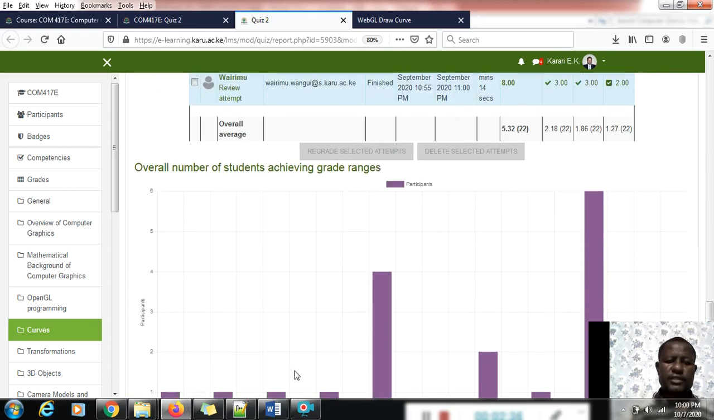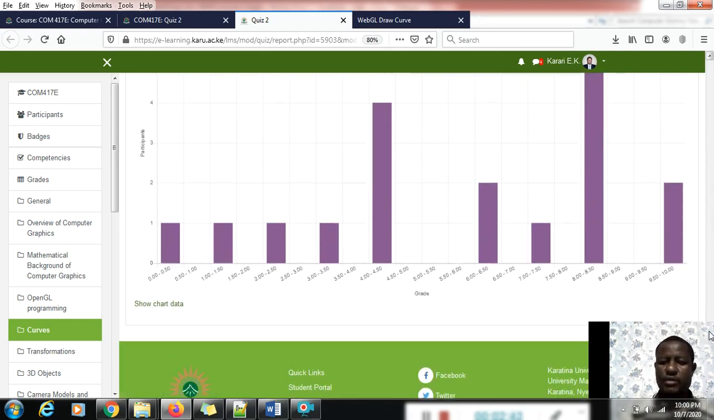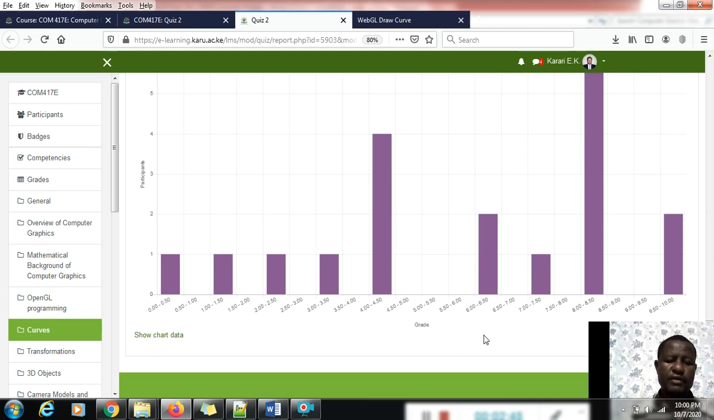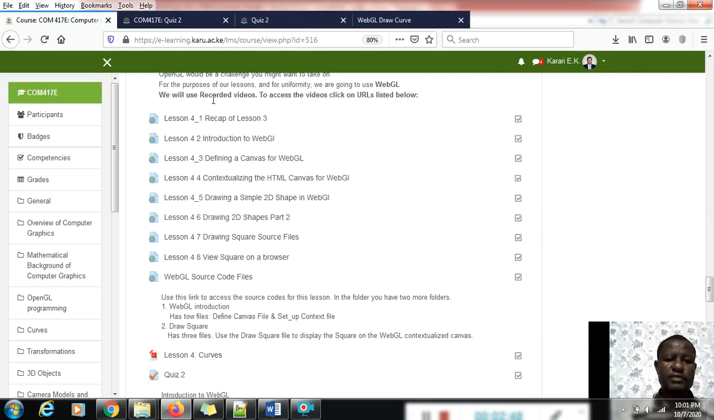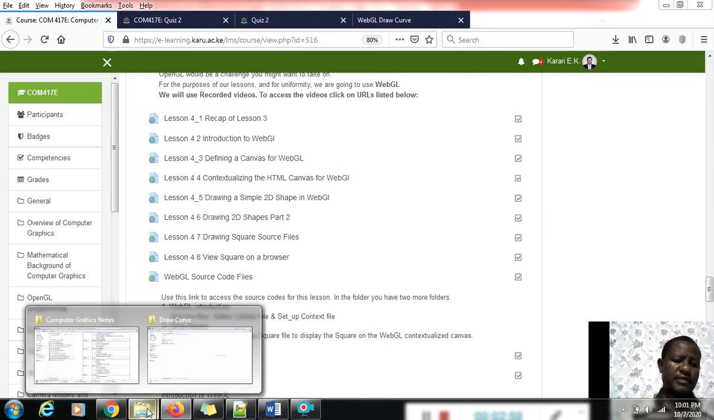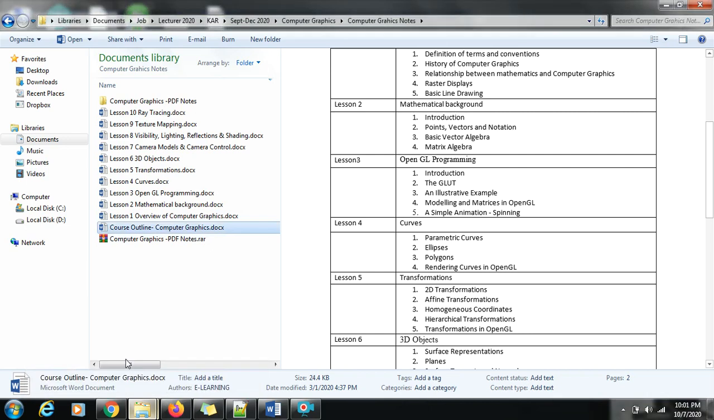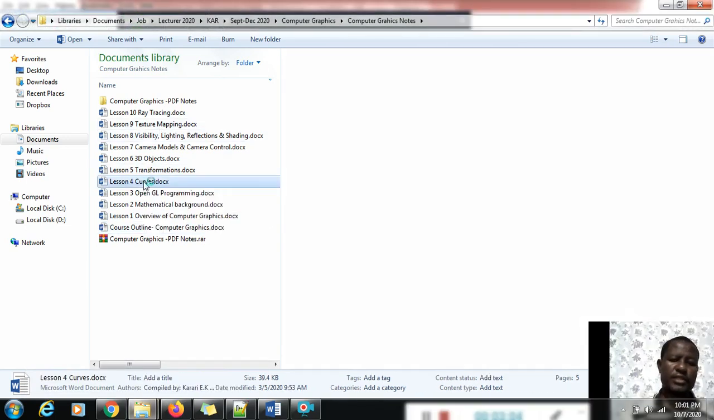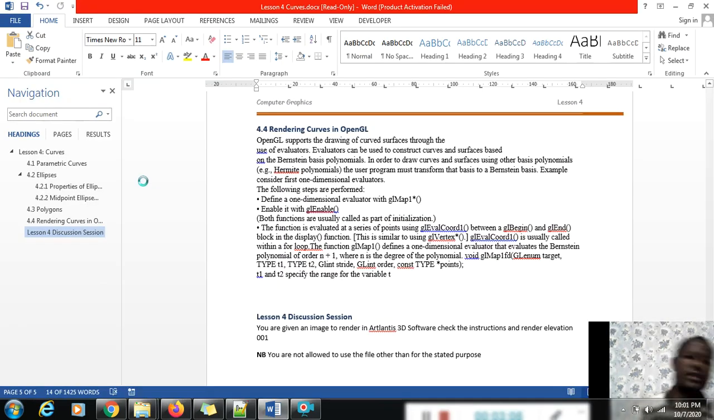So today I would like us to proceed from there. I want to believe that, having looked at the work you did, the majority of you now are able to work with WebGL. If you still have challenges working with WebGL, please revisit these videos here, listen to them, try out what they are displaying, and then join us as we discuss curves. Lesson 4, we discuss curves in WebGL or in OpenGL.